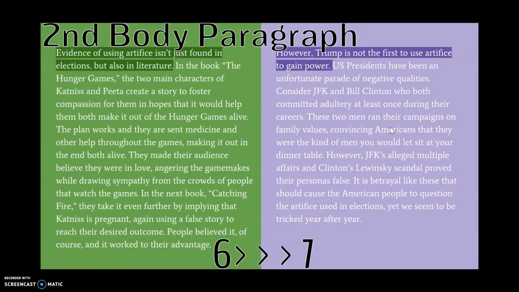Over here in their rewrite, they decided to include a paragraph that is more on topic, as it remains about politics. Let's take a look at it. So they start with an excellent transition, which indicates that this paragraph is going to show a perspective slightly different than the previous paragraph. And what it is that Trump is not the first to use artifice to gain power. And then it says, U.S. presidents have been an unfortunate parade of negative qualities.